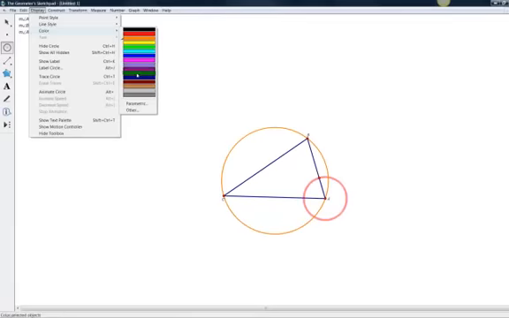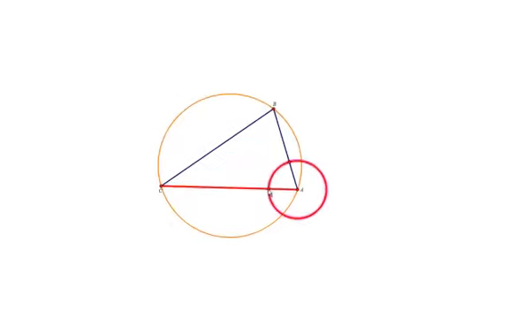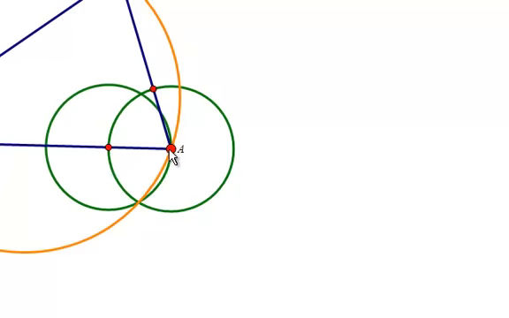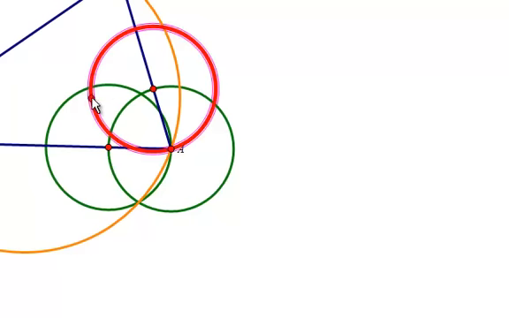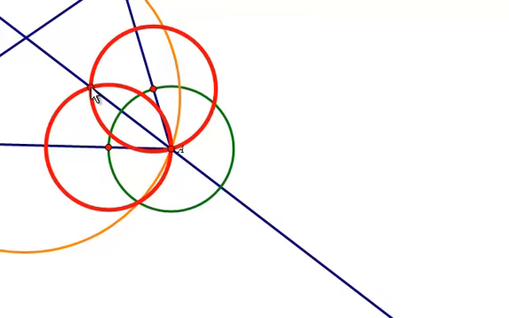And then we can create a circle centered at this intersection with the segment, and then a circle centered here. And notice where these two circles intersect, we can draw a line from A through where these two circles intersect, and this bisects angle A. And now we can hide these circles because we do not need them anymore.